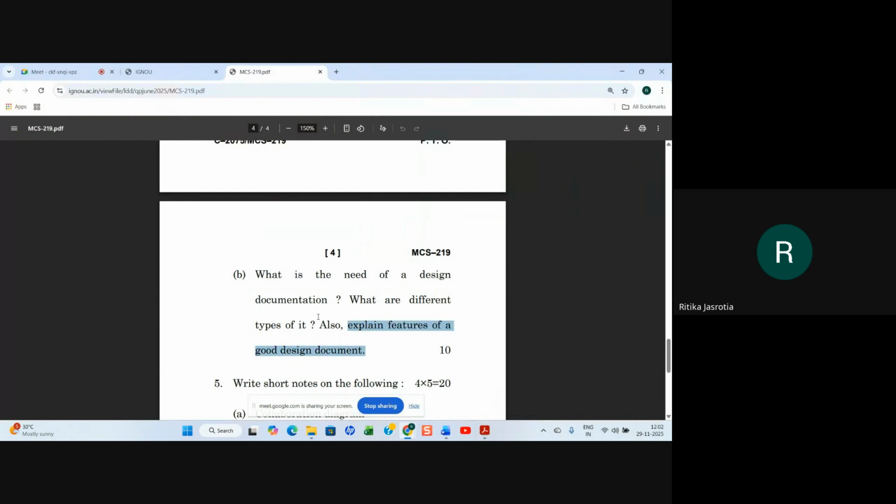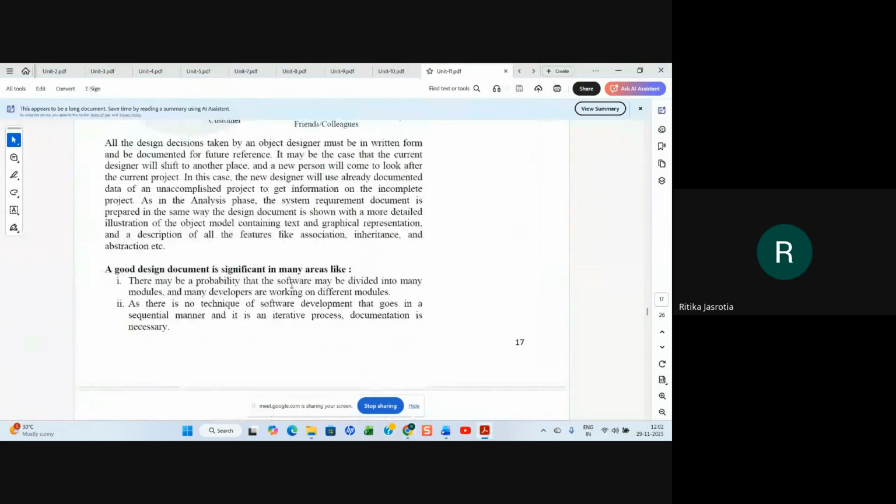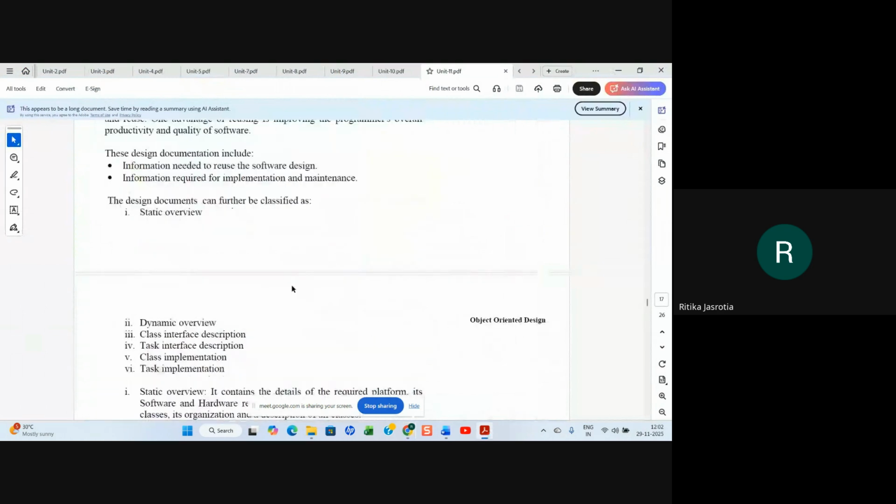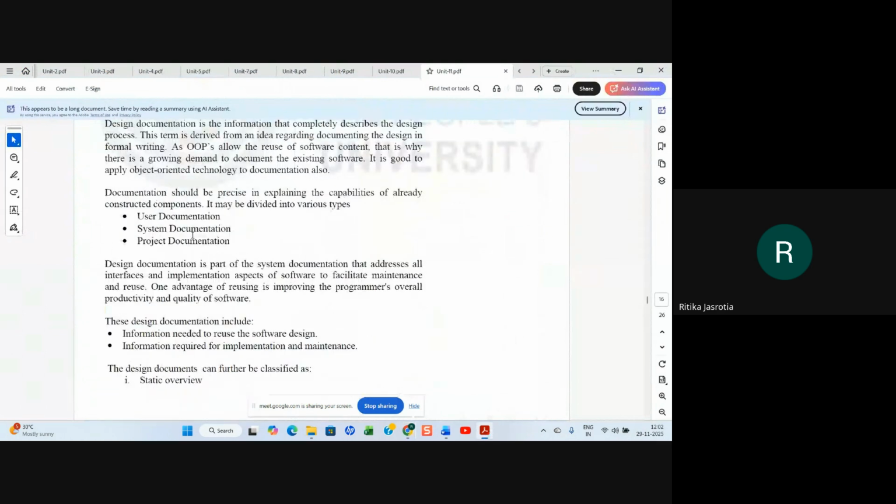And what are the different types of design documents? So we have seen that. What was there? User documentation, system documentation, and project documentation. These are the different types.